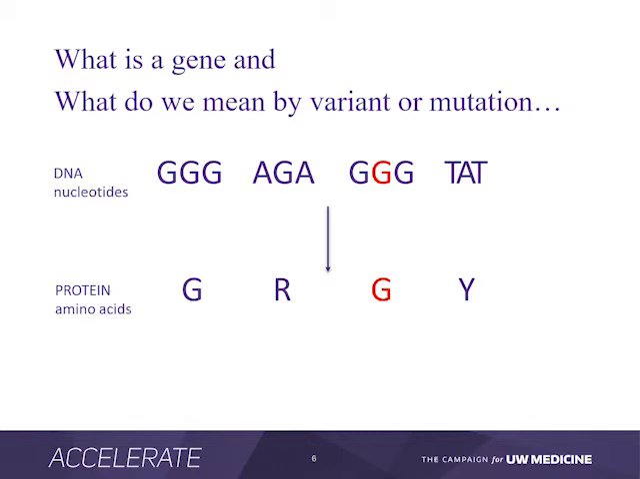So if I change this G to any other base, there's degeneracy in the code, so this stays a glycine. But if that got deleted, then all the other letters after it would shift down, and that would be a different type of mutation. That's a frameshift. Yes, exactly. And then there's nonsense too, and we'll talk about that later.